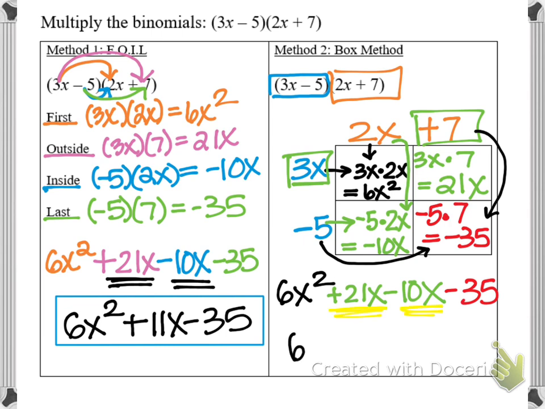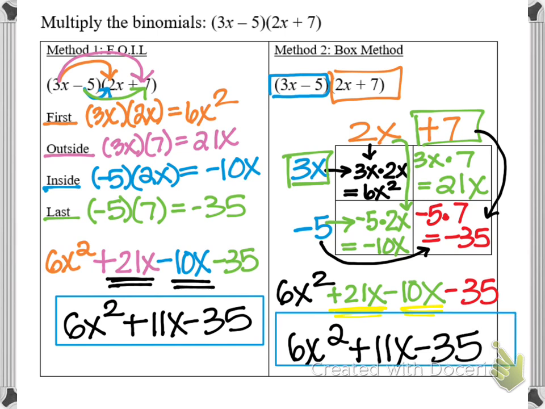And when I combine like terms in the middle, I still get the same answer, 6x squared plus 11x minus 35. So each method will get you to the correct answer. It just depends on which method you prefer.